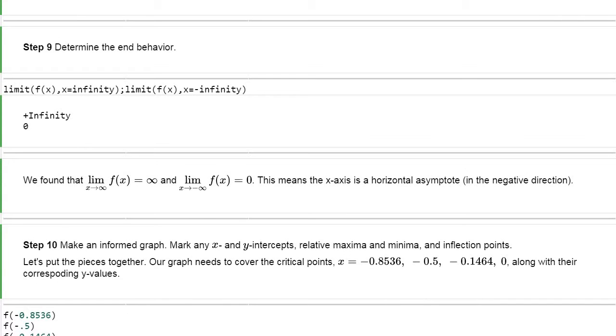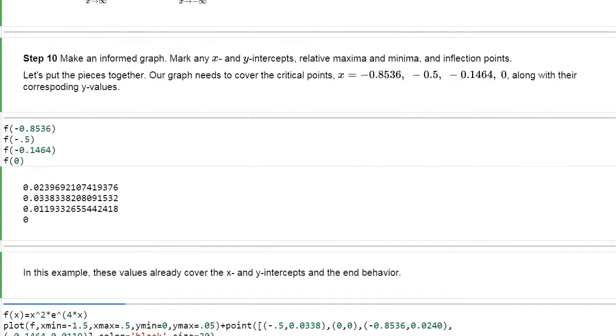Now the end behavior, this was the only thing really, of all the above steps, the end behavior was the only thing that was clear from that original graph I showed you. As x approaches infinity, the function goes off to infinity. As x approaches negative infinity, the function goes to 0. That means the x-axis is a horizontal asymptote, at least in the negative direction.